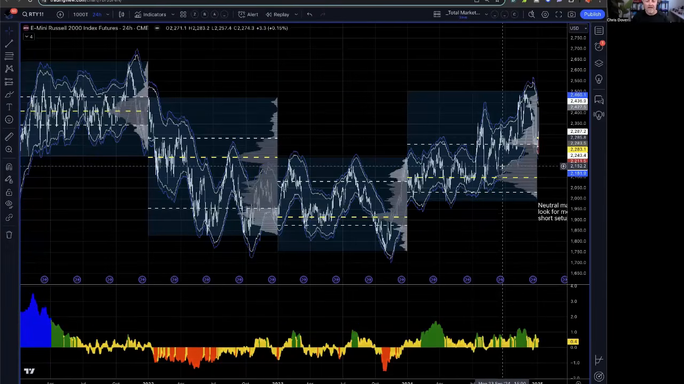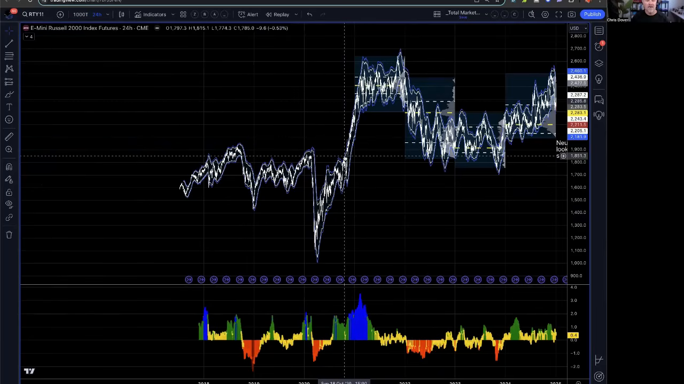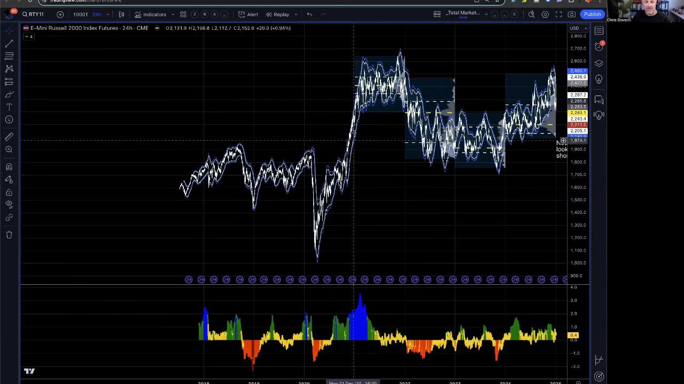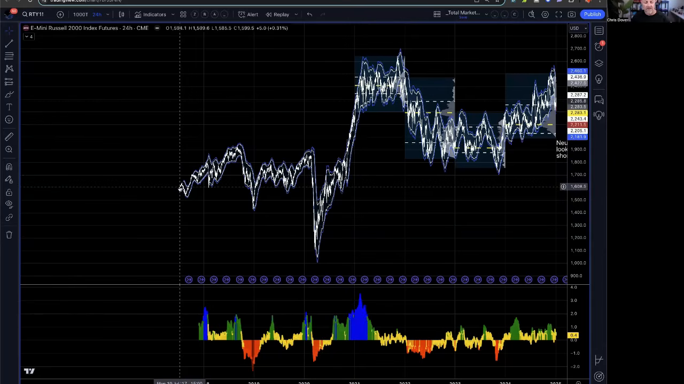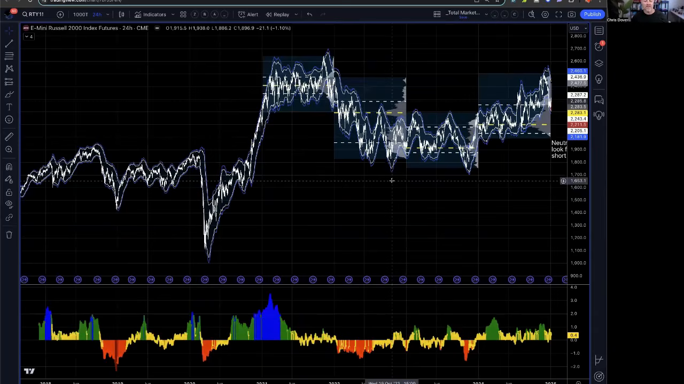So if we go back and look historically, there are definite periods of time where we do get big spikes in price. You can see coming out of March 2020 was one of those periods where it just went higher and higher and higher. But for the most part, going back to 2017, it just spent a lot of time sideways. That's pretty common for the Russell.